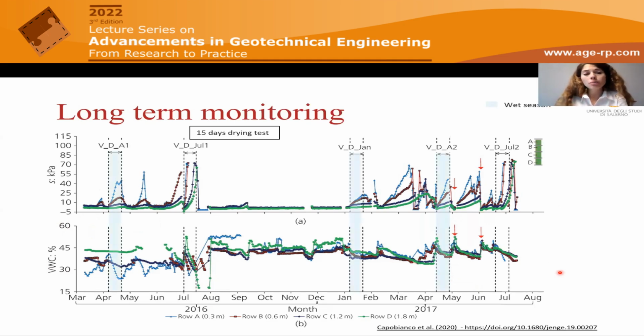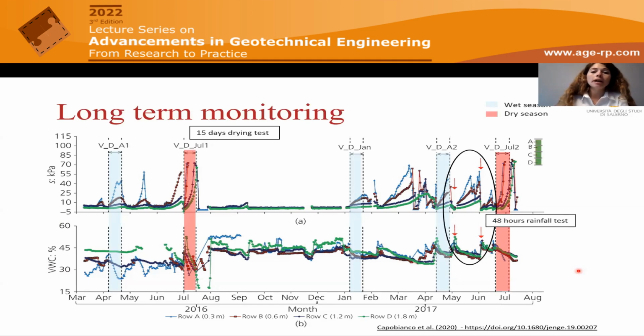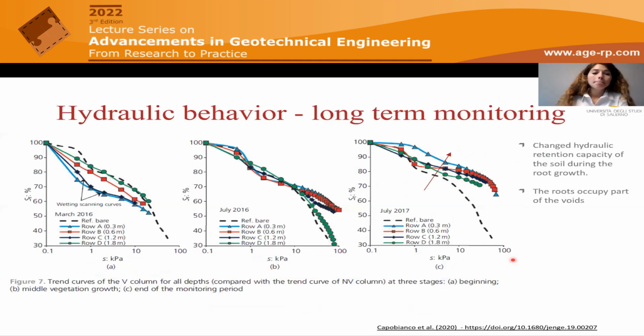And this was done in 2 different periods of the year: the wet season, which is like the spring season in Italy, and the dry season, which is in summertime. Also wetting tests were applied through artificial rainfall for 48 hours, starting from different initial suction conditions and different rainfall intensity. This is a representative image of what happens in the rooted soil as the roots develop. We weren't able to take only one trend curve of suction and degree of saturation, but we took 3 different curves for 3 different periods of the monitoring.